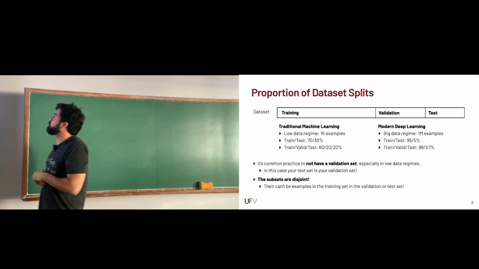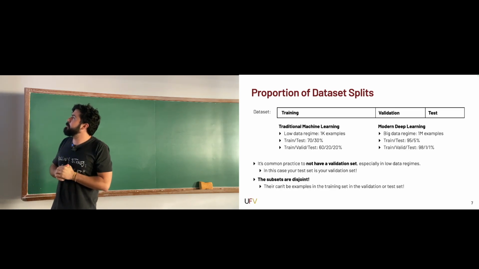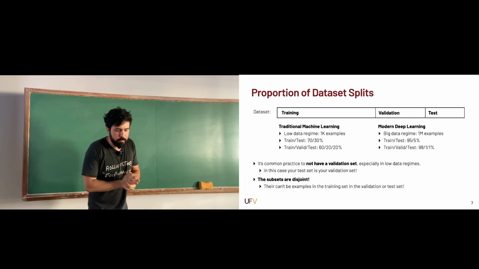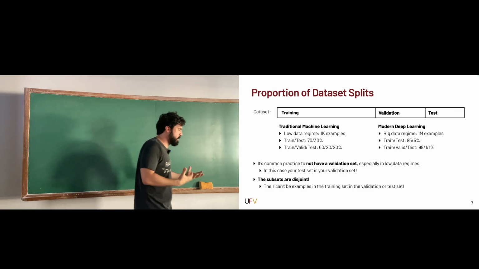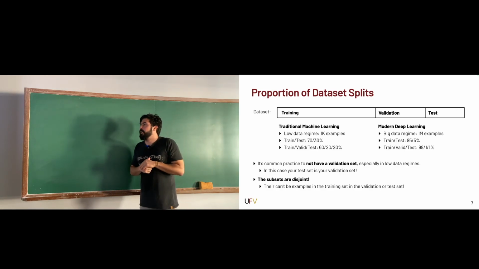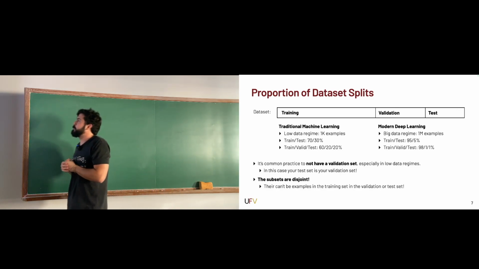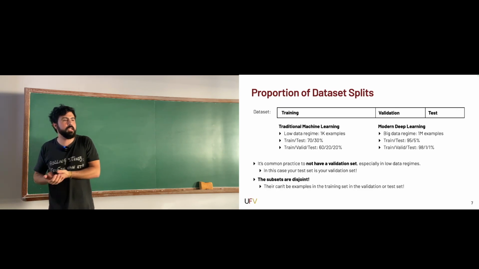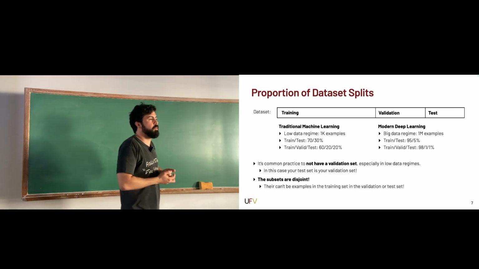So in modern deep learning, the number is a little bit different because now we are talking about this big data regime where we have maybe millions of data points. And now these percentages, at least for validation and testing, start to get lower. And you get higher percentages for training.